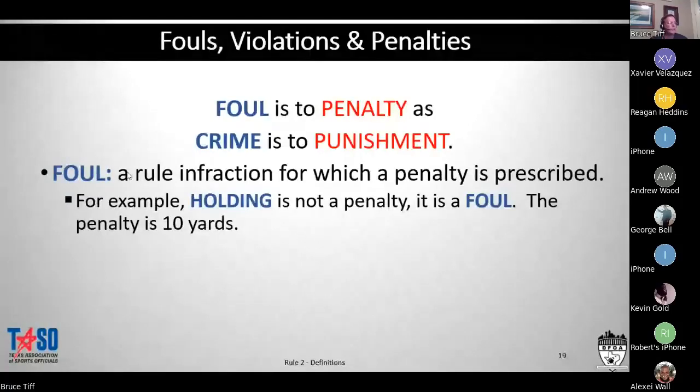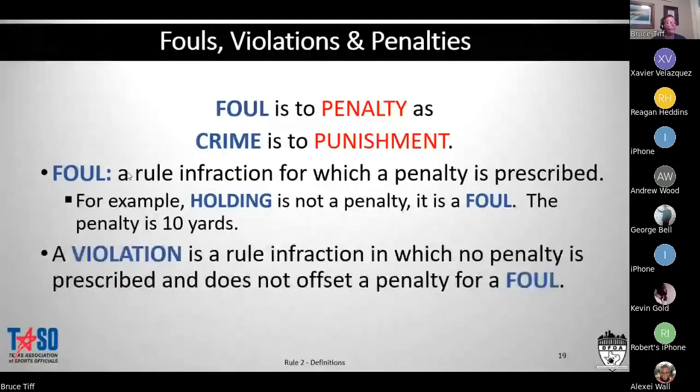Now, a violation is a rule infraction in which no penalty is prescribed and does not offset a penalty for a foul. We're going to talk more about violations later. The good news is there are very, very few instances of violations. And so most of the time, it's not even going to come into play. A lot of times it's involving kicking plays, and that's where you'll see it. And we'll talk about that when we do talk about kicking plays.